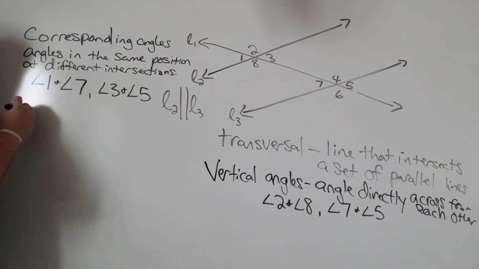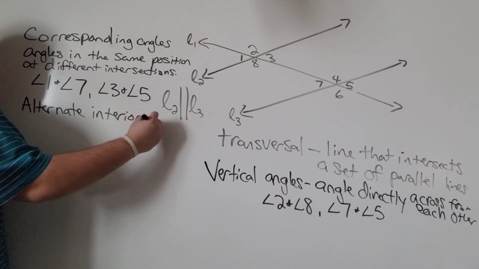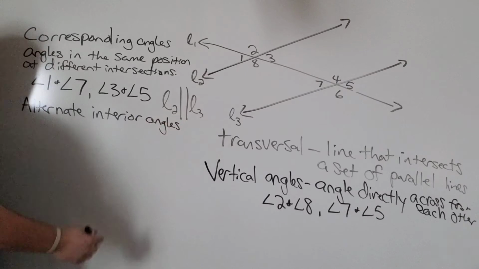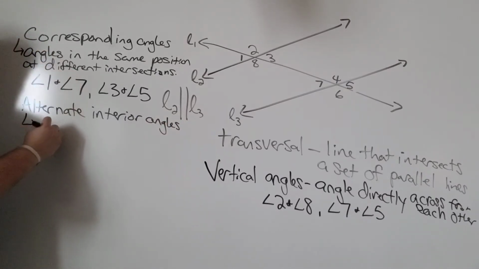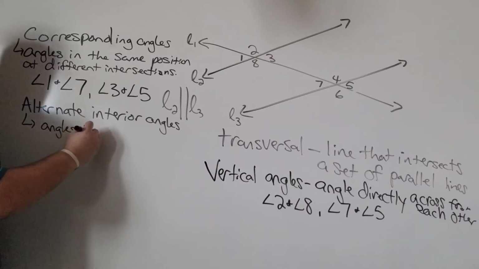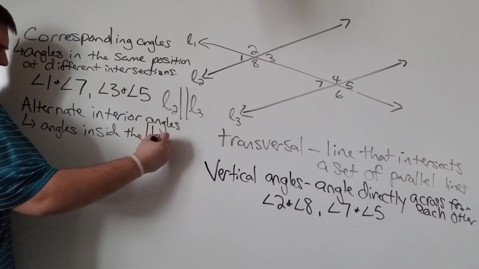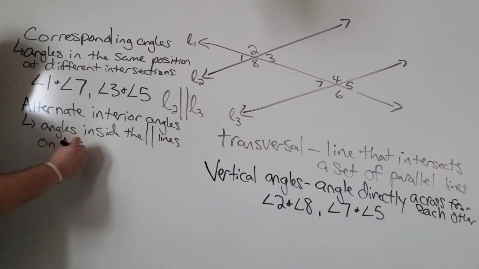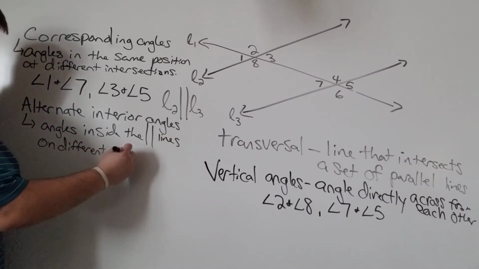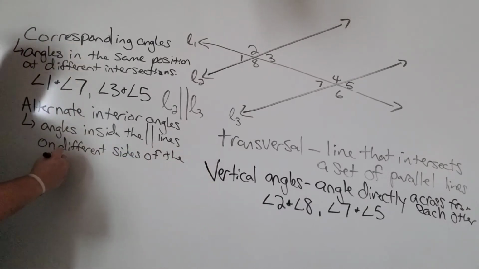Then we have alternate interior. Alternate interior angles are angles inside the parallel lines on different sides of the transversal.